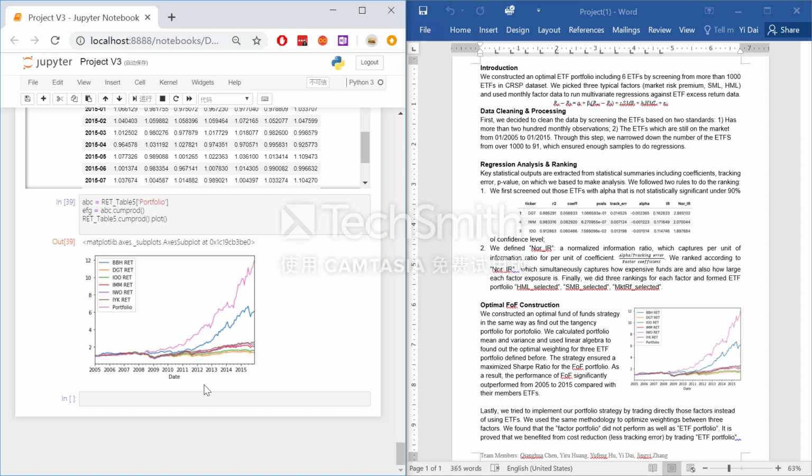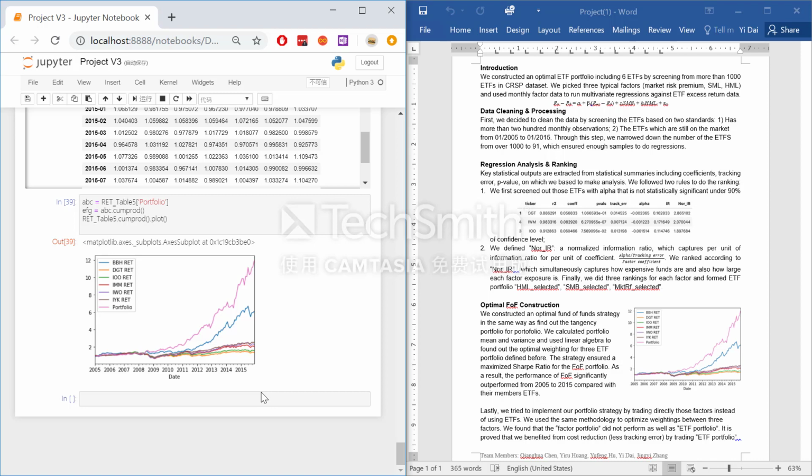From 2005 to 2015, our FOF significantly outperformed our 6 selected individual ETFs. In addition, if we directly trade the factors themselves rather than the ETFs, the results will not be that optimal. And we have confidence in beating other FOFs on the market in these 3 aspects. First, profitability. Our FOF massively outperformed our individual ETFs.